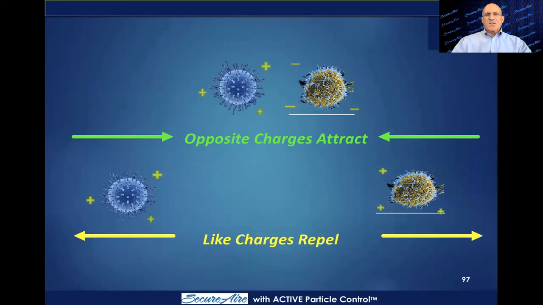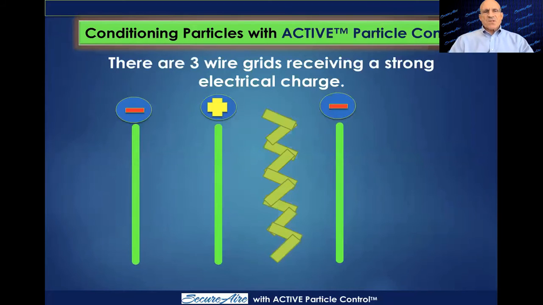So we'll use the idea that opposites attract and likes repel. When you open up the SecureAire purification system, you see three metal grids. The first is charged minus, second is plus, then we have the cartridge, and then we have a minus grid. So each of these grids gets a strong electrical charge with that polarity. And each of these grids has a couple functions that are going to help us. They all work together. It's an interesting combination of strategies that make the entire SecureAire system so effective.